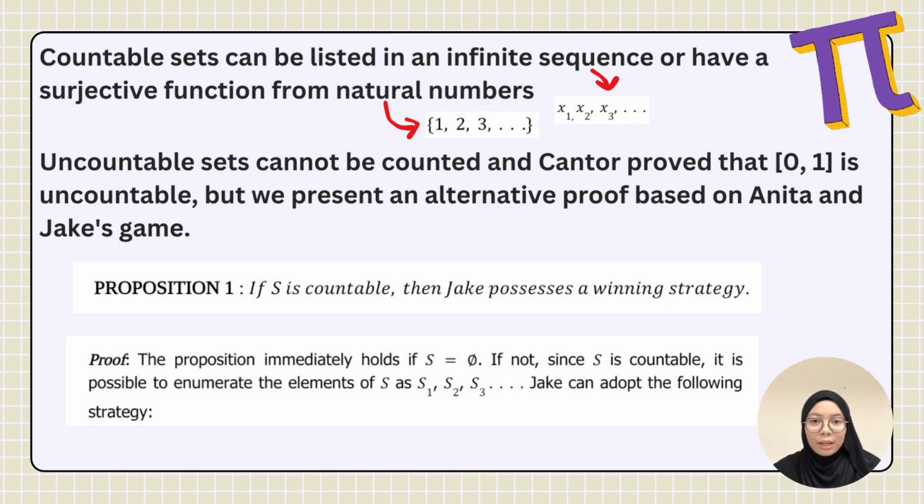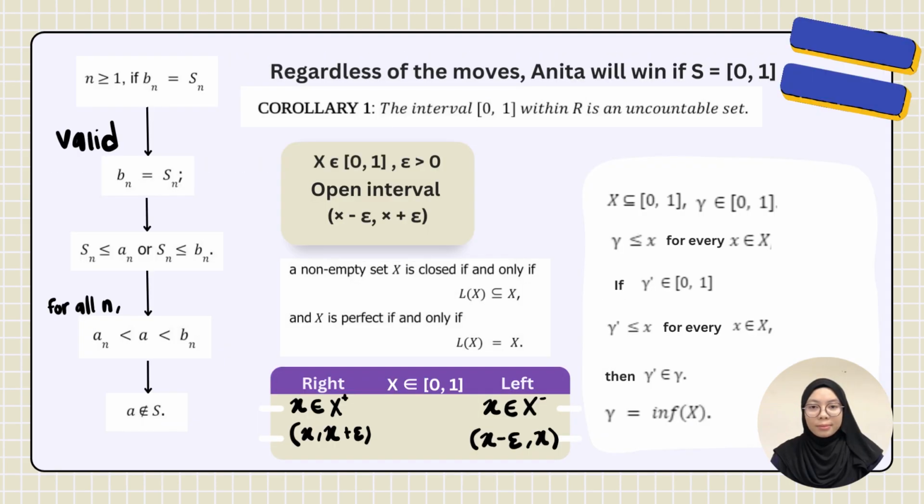If a set S is countable, then Jake possesses a winning strategy. This strategy involves choosing elements from S whenever possible and any permissible number otherwise. By consistently implementing this approach, Jake secures victory, indicating that S cannot be countable. Through engaging games and innovative approaches, we unravel the mysteries of mathematics and gain deeper insights into the real number system. In a game where Jake makes moves based on certain conditions, he consistently wins. When the set S is 0, 1, Anita always wins. This shows that the interval 0, 1 is an uncountable set.